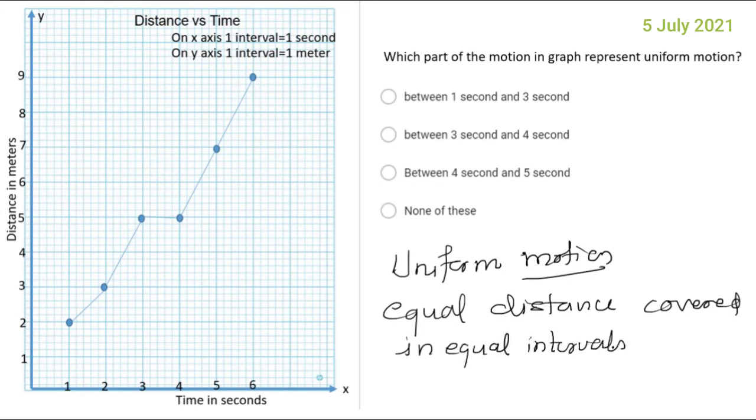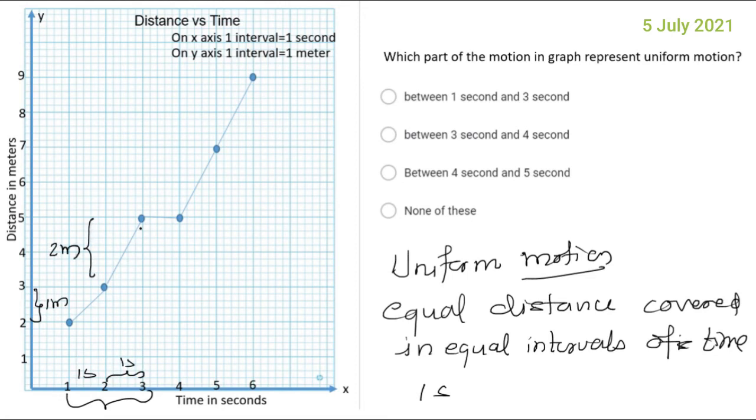Intervals of time. And what is the interval here? The time interval is 1 second. So if you can find here, from here to here, in 1 second 1 meter distance is covered. Now next 1 second, 2 meter distance is covered, right? So this from here to here is not a uniform motion.